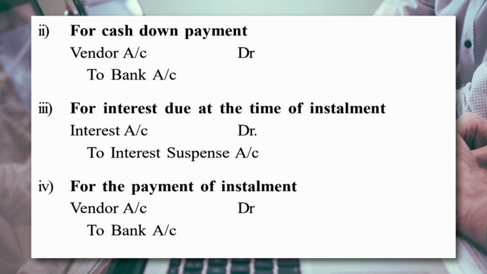So very simple, when the buyer makes the payment, he will debit the vendor account, because the vendor account is a personal account and as per the rationale of the personal account, debit the receiver. So here it is the vendor who is receiving the payment, therefore the vendor account will be debited. Then bank account has been credited. So bank account is basically again a personal account and as per the rationale of the personal account, debit the receiver and credit the giver.